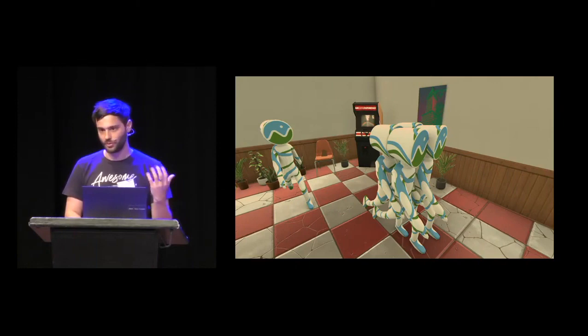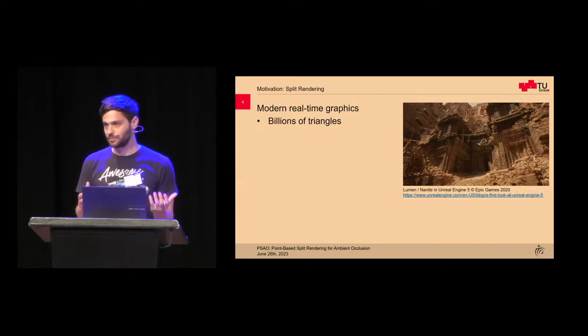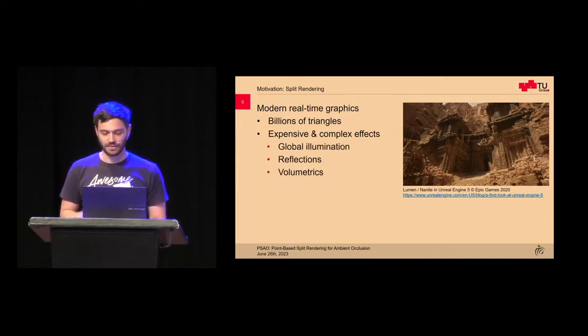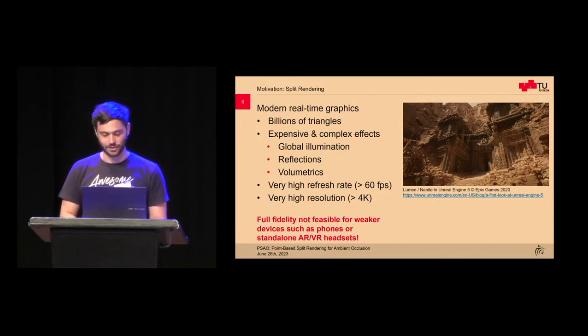Now, this topic is about split rendering in context of ambient occlusion, so let's talk a bit about split rendering to contextualize our work. In modern real-time graphics, you nowadays have at least millions of triangles, but for high-end systems, you have billions of them. In addition to that, you also have expensive and complex effects, and these include global illumination, reflections, volumetrics, and all of that is happening at a very high refresh rate and resolution. So if you think about it, running something like Lumen or Nanite in Unreal Engine 5 at full fidelity on weaker devices such as phones or standalone AR/VR headsets is not really feasible.